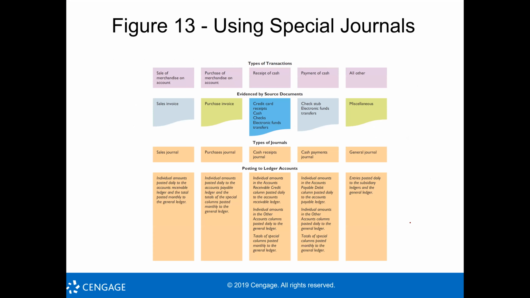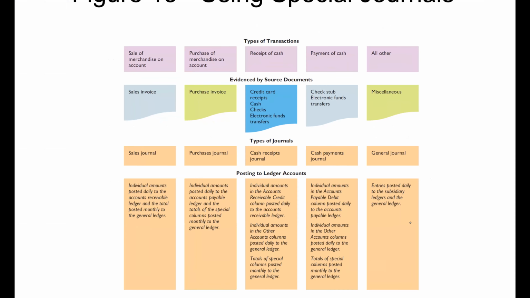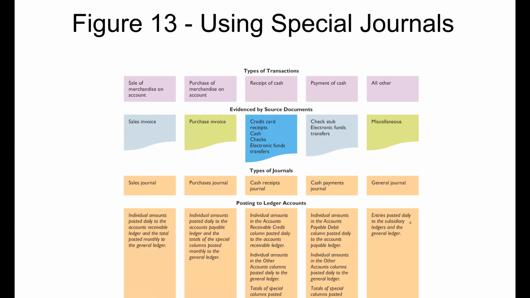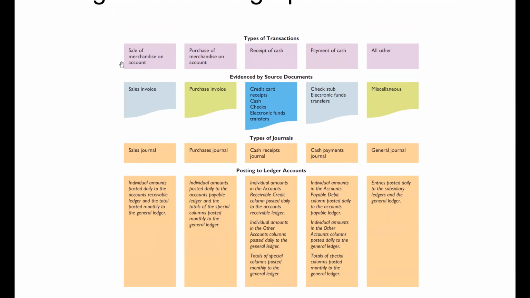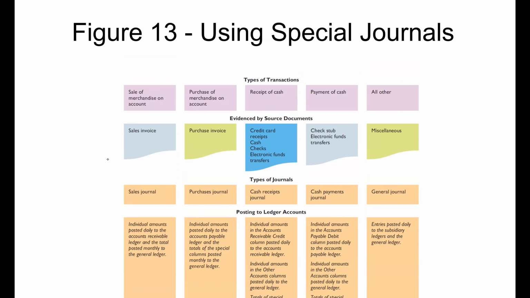Okay, so let me blow this up a little bit. This just talks about these special journals and some of the types of transactions that we would use them for. We've got some different journals, and this was touched on a little bit at the end of chapter 9. For the sale of merchandise on account, that's our sales journal.